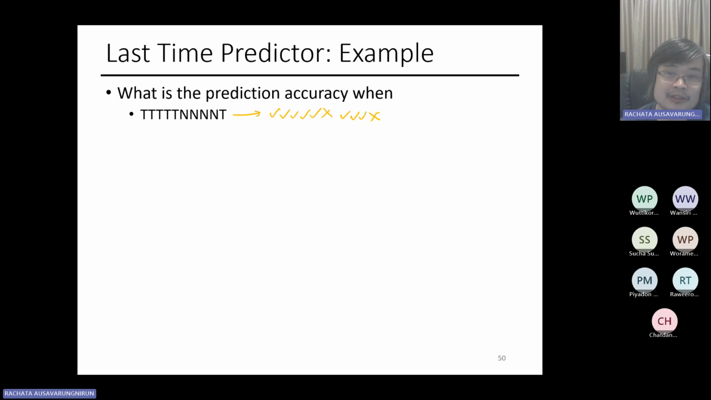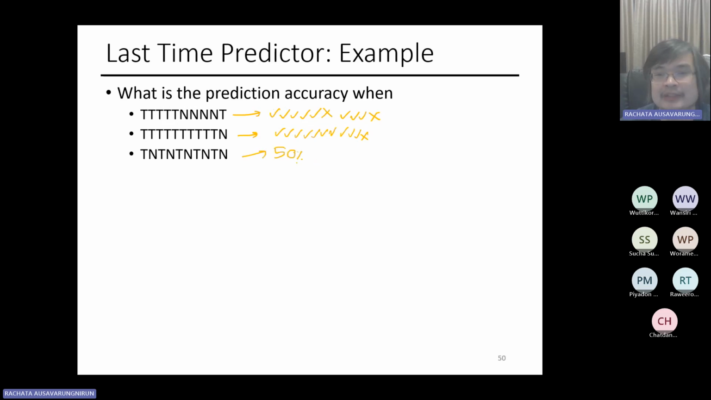The last time predictor really sucks, to be honest. Oh, it's really good, for example, if your outcome is really predictable, like over here, always taken. If it stays the same all the time, you only mispredict once. But if your outcome alternates a lot like this, you're only going to be at 50% correct. Oh, actually, no, my bad. This is always incorrect, right?